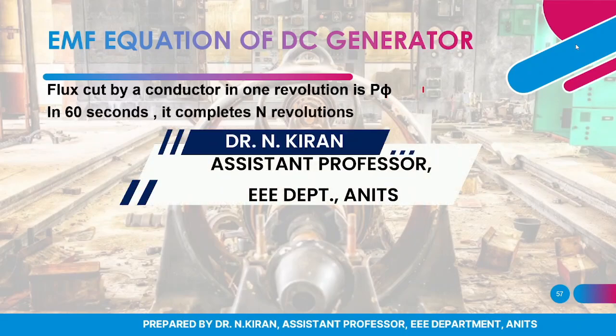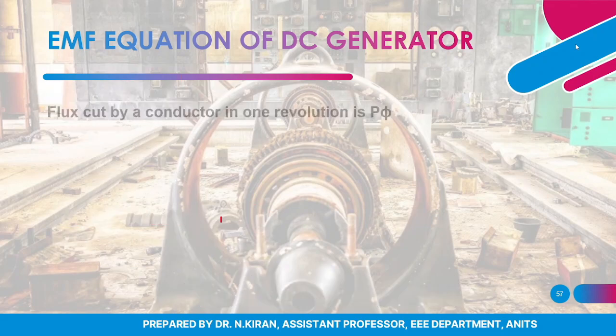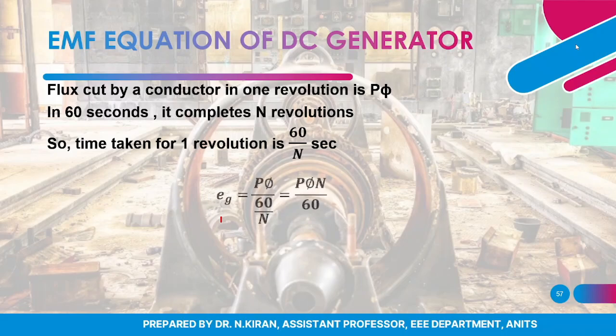In 60 seconds, as we have assumed, N is the speed of armature in revolutions per minute. It means that in 60 seconds it can complete N revolutions. So what is the time taken for one revolution? It will be nothing but 60 by N seconds. Substituting that in my expression, small e g is equal to P phi divided by 60 by N, which gives me P phi N by 60.